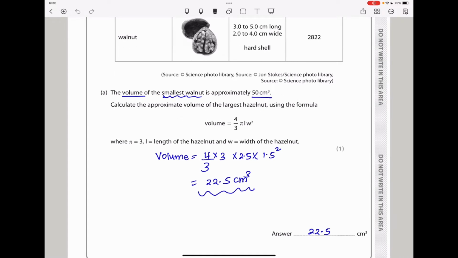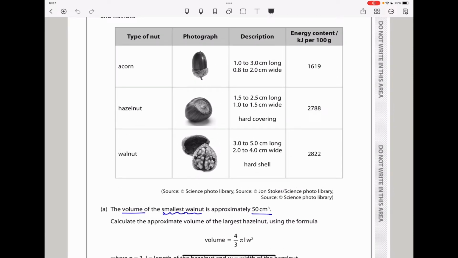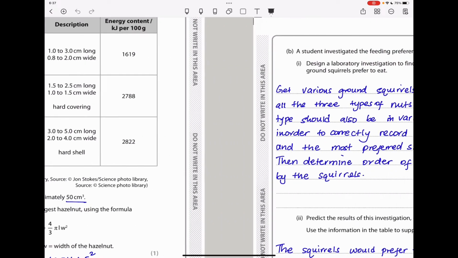Putting them into this equation is going to be 4/3 times the pi, which is 3, times the length, which is 2.5. Just a minute, sorry. Okay, 2.5 here, and here we have 1.5 squared. When you use your calculator, you're going to get 22.5 centimeters cubed, and the answer is going to be here. So for this information here, we're going to use it in the next question, and I will return to this part so that I can explain further. So let's just move to the next page.